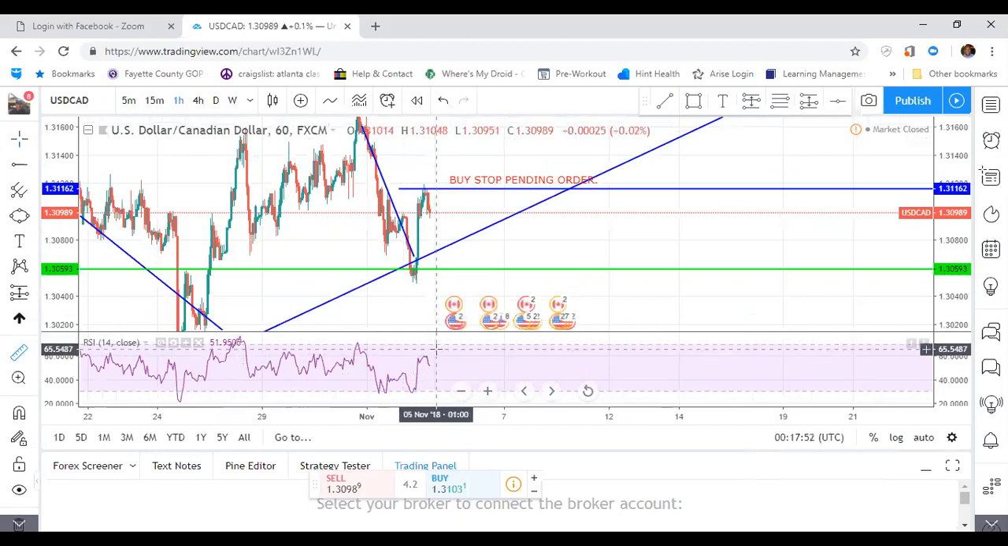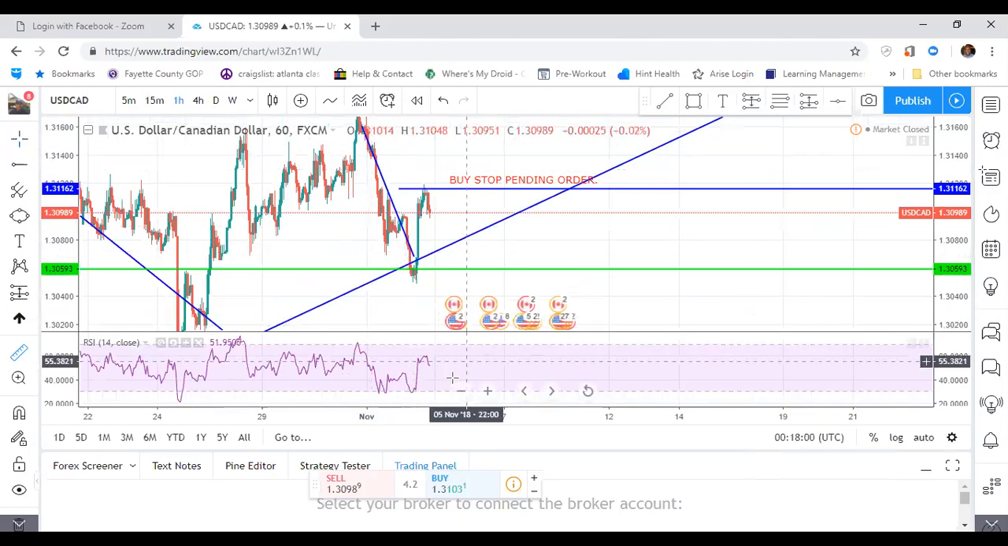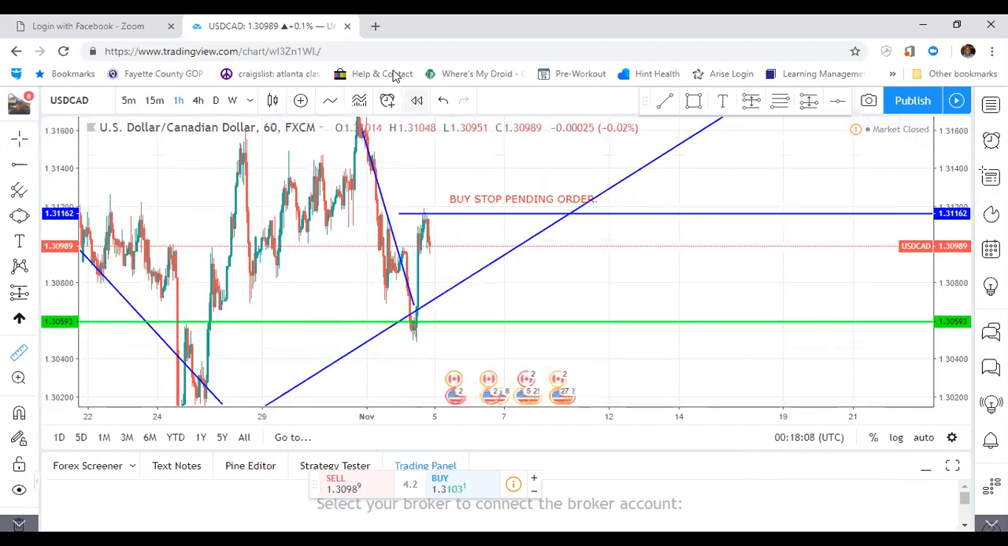And then you want your confirmation. You want to wait for your sell candles to show up. Okay. When you start seeing the red candles and you see your RSI turn down, then that would be a good indicator for you to know that this is a sell. If I remove this indicator, I'm going to add the stochastic.